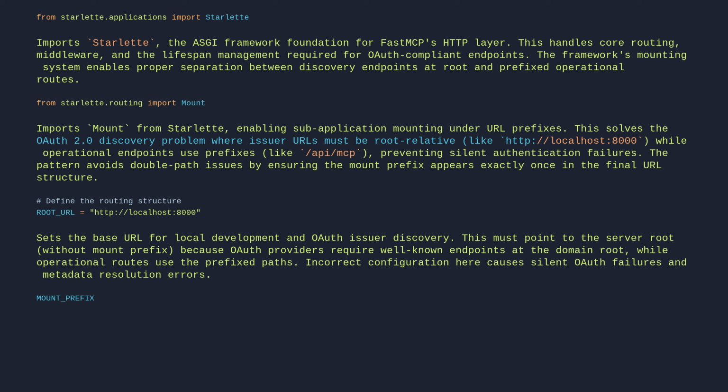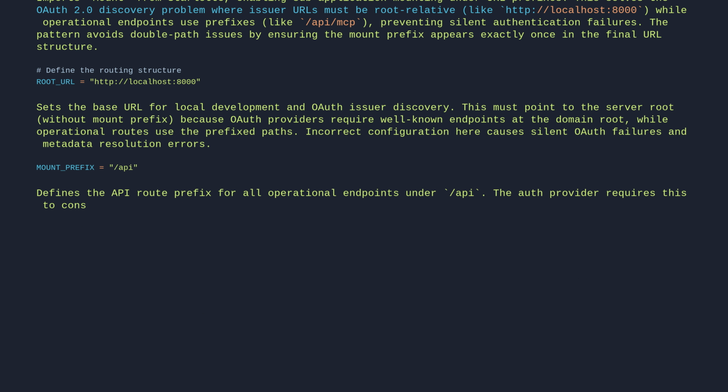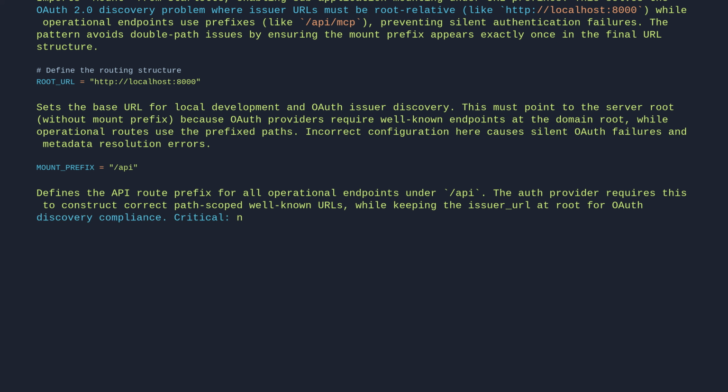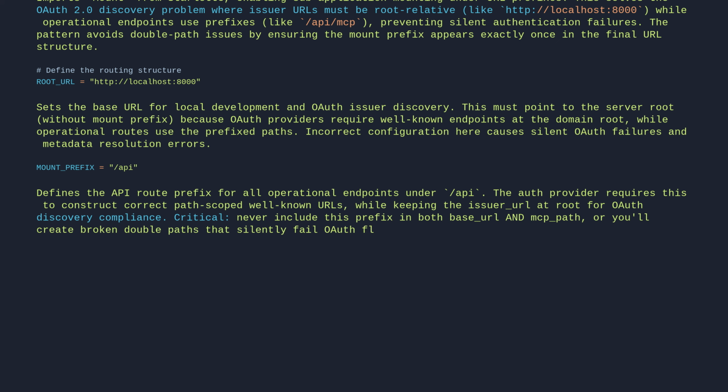MOUNT_PREFIX = "/api". Defines the API root prefix for all operational endpoints under /api. The auth provider requires this to construct correct path-scoped well-known URLs, while keeping the issuer URL at root for OAuth discovery compliance. Critical: never include this prefix in both base URL and MCP path, or you'll create broken double paths that silently fail OAuth flows.